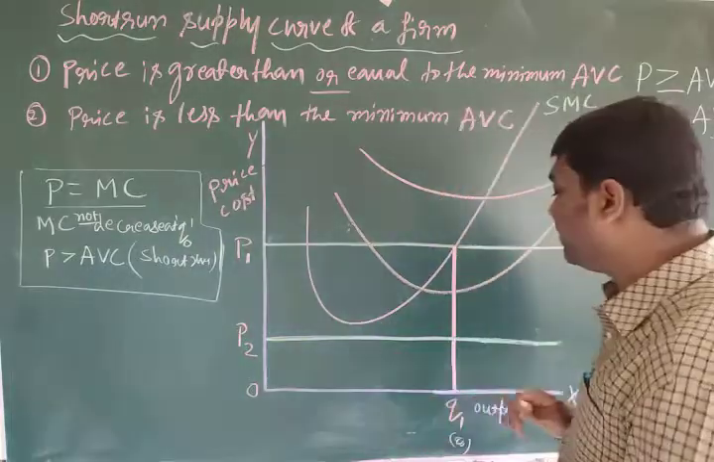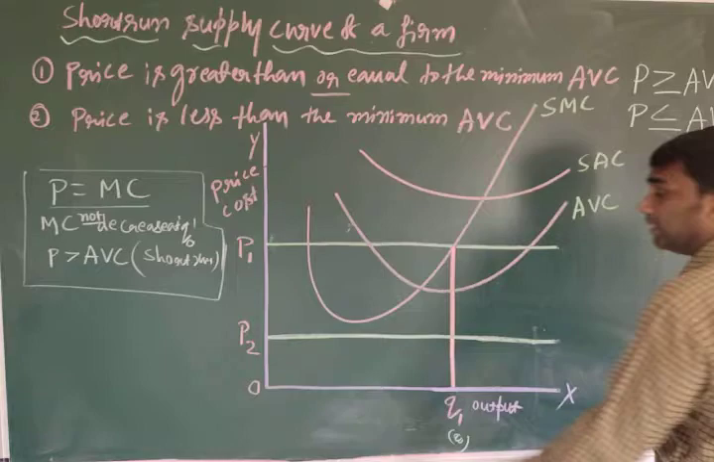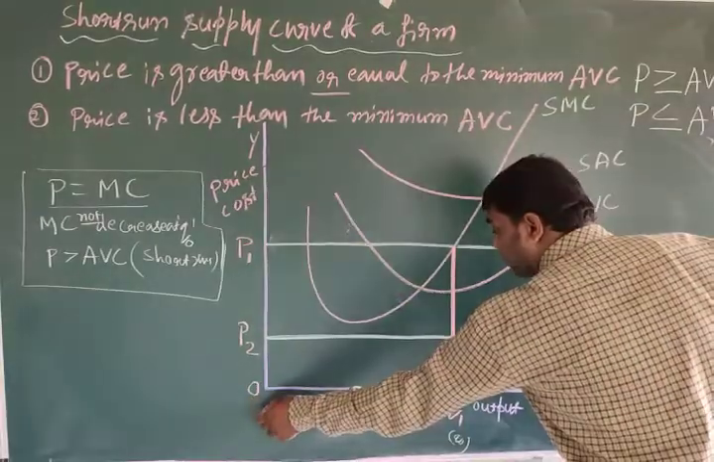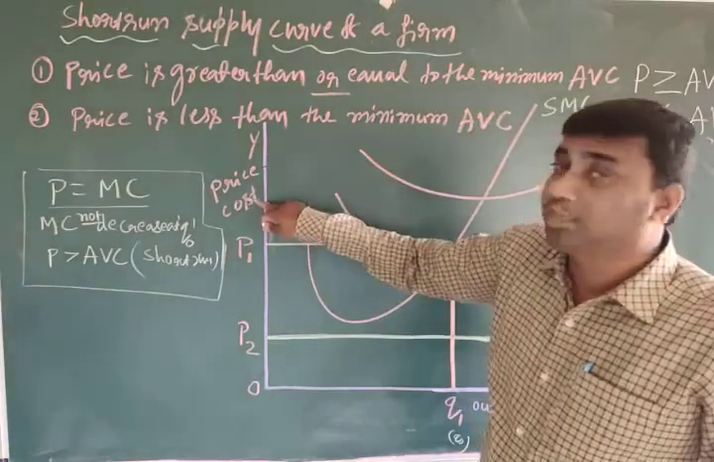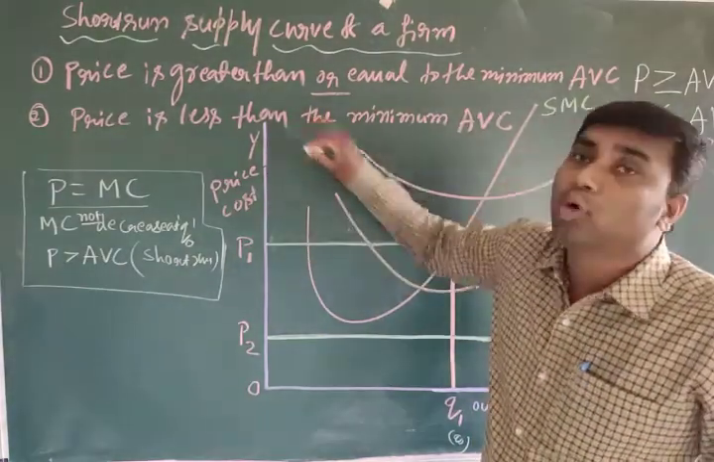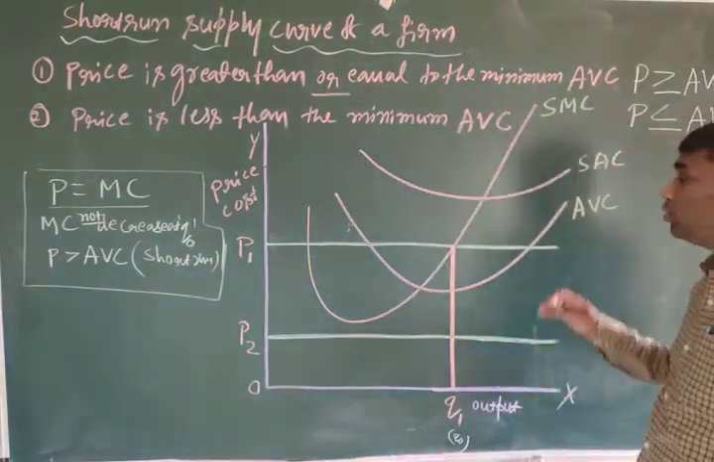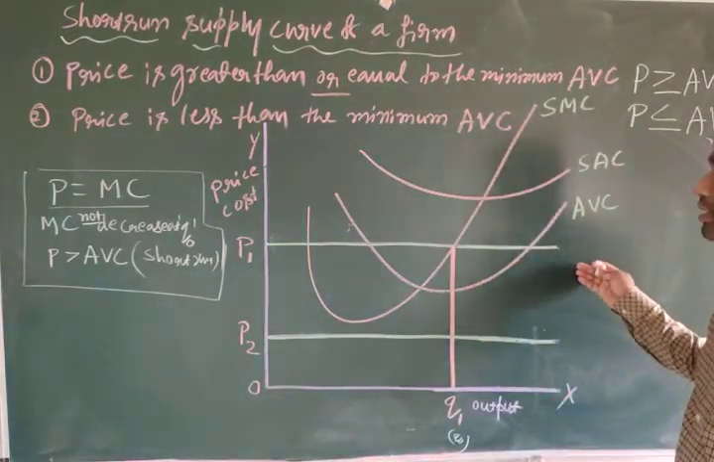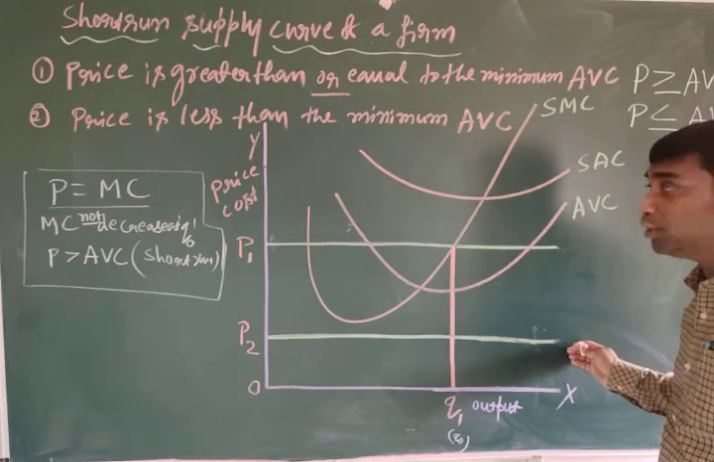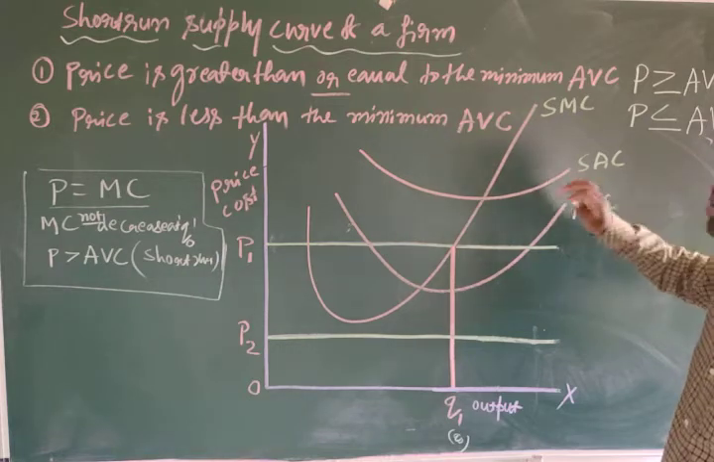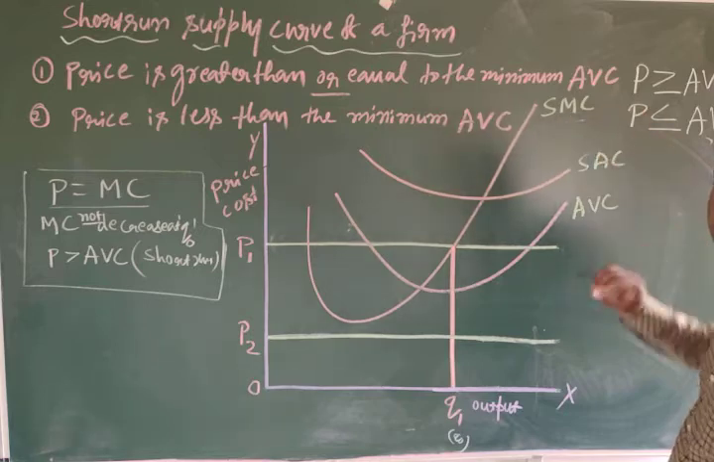In this diagram, we measure output on the OX axis, and we measure price and cost on the OY axis. We can observe two price lines: one is P1, another one is P2. And here we can observe three important curves. One is the short run marginal cost curve.